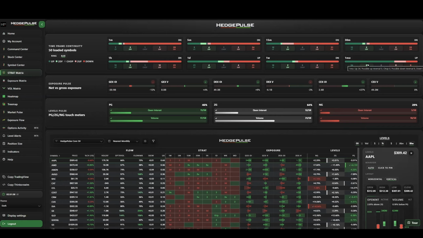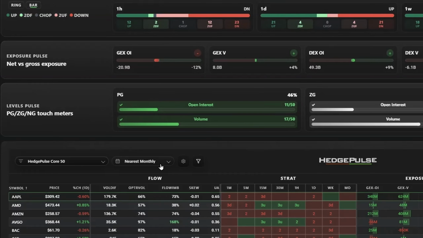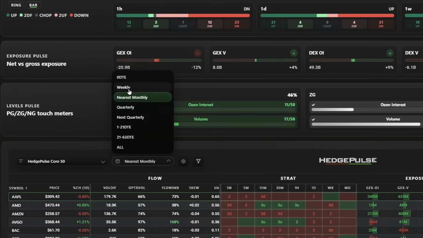Okay, so right now the month is more bullish, the week was a little more bearish. Just to be clear, these are live and updating in real time. It might be a 1 or 2 second delay, but they are constantly updating all day long. Below what this is showing is all of the OI versus the GEX volume for the expirations that you have selected. So we have 0 DTE, weekly, nearest monthly.